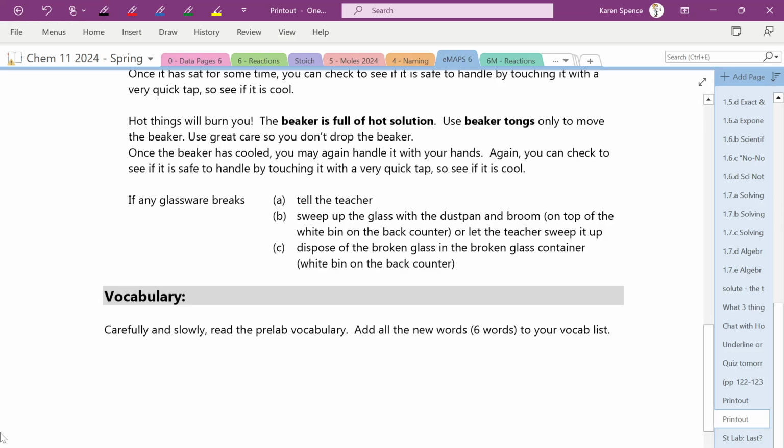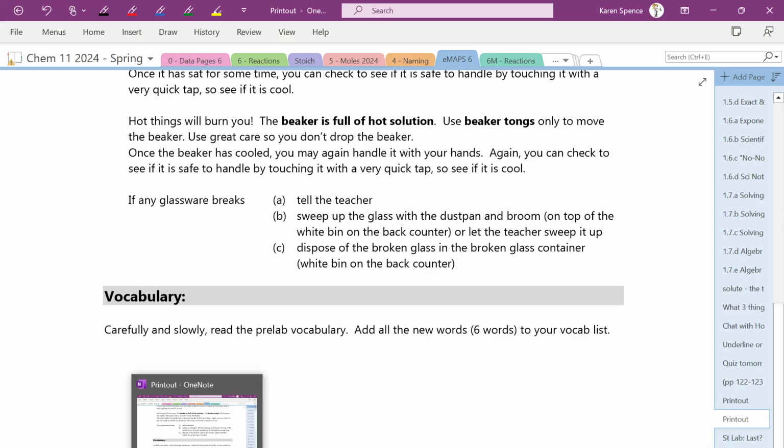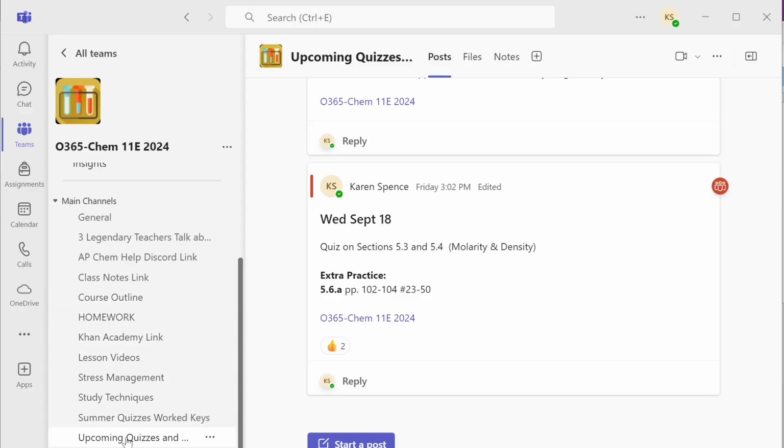And while we're at it, not tomorrow, on Wednesday you have your quiz. And in order to get extra practice for the quiz in teams, in the upcoming quizzes and stuff, the extra practice is 5.6A, page 102 to 104, number 23 to 50, if you want extra practice. If you don't feel you need it, you don't need to do it. Okay, but there is extra practice there for your quiz on Wednesday.